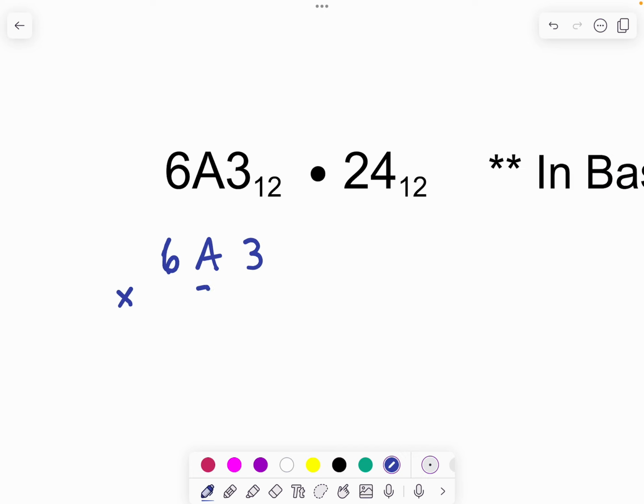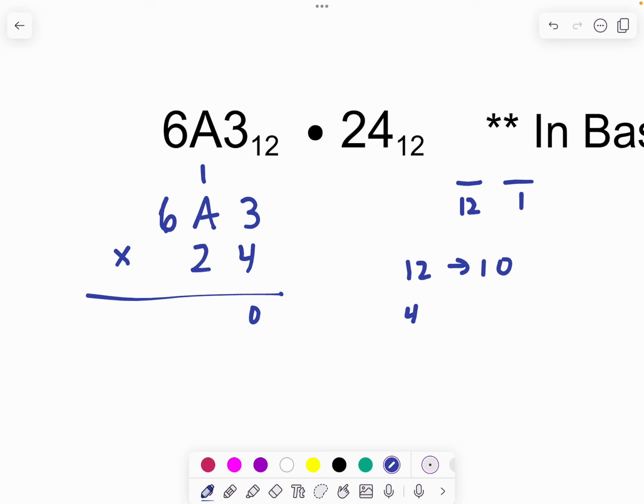A3 times 24. And just like before, I'm going to write my numbers off to the side to help out a little bit. The first number is my 12's place and the second number is my 1's place. So 3 times 4 gives me 12, which would give me 1, 0. A times 4 would give me 40 plus 1 is 41. So when we're writing 41, we want to ask how many 12's go in 41. I have 3, giving me 36 with 5 left over. So I'll have a 5, carry the 3, and then 24 plus 3 is 27.